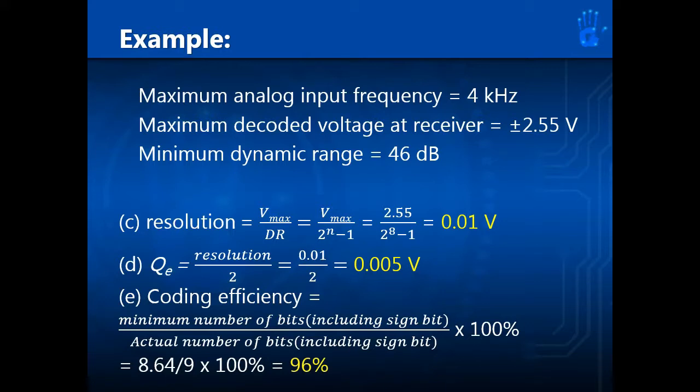As for why 8.64 is used here, remember our answer in letter B. We actually got n equals 7.64, but we must include the sign bit, so plus 1. 7.64 plus 1 equals 8.64. That's why 8.64 is used as the minimum number of bits, including the sign bit.